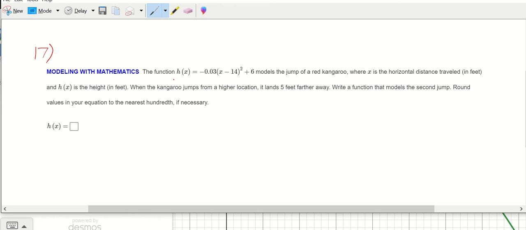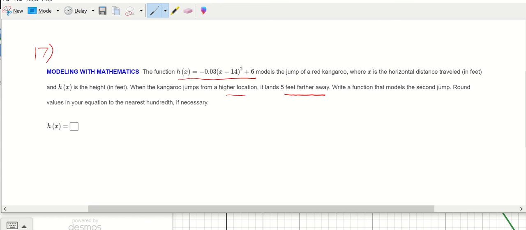So let's get into it. We have this function h of x, right? And it's modeling the jump of a red kangaroo. X is the horizontal distance traveled. And when the kangaroo jumps from a higher location, it's going to land 5 feet farther away. Okay, interesting. So the thing that's maybe kind of hard about this one is that it's saying that the kangaroo is jumping from a higher location.